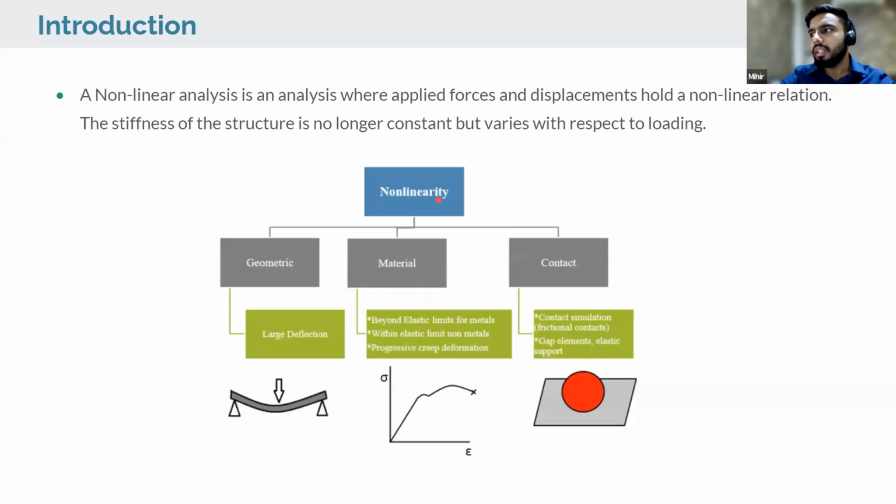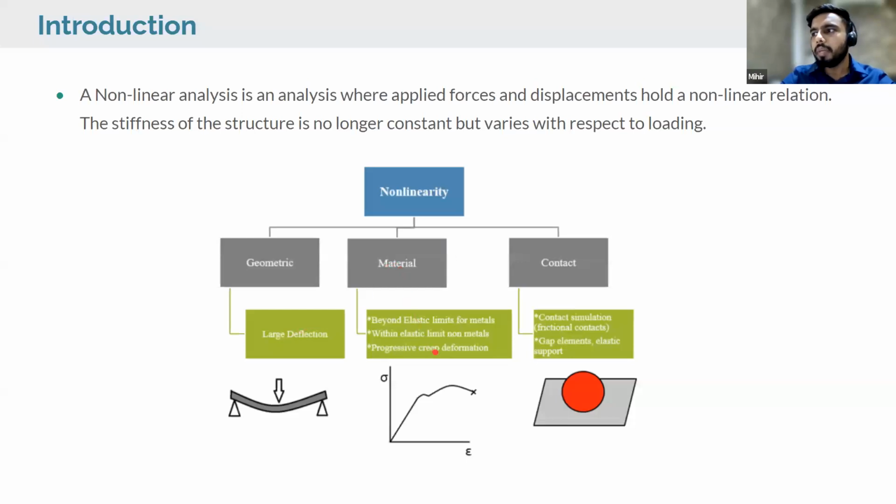And if I talk about any nonlinear condition, it can be of three types. The first is geometric nonlinearity, the second is material nonlinearity, and the third is contact nonlinearity. Further, geometric nonlinearity is majorly focused on the large deflection occurring in the structure, where buckling can be an example of geometric nonlinearity.